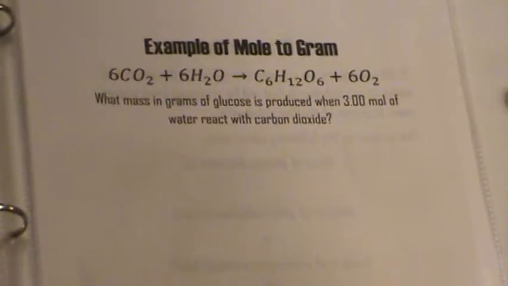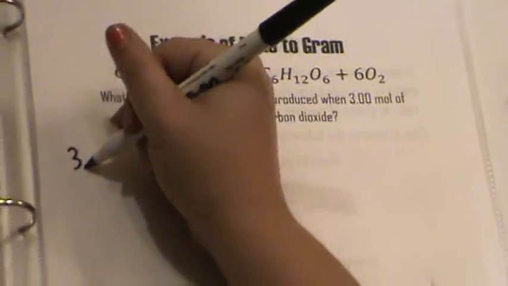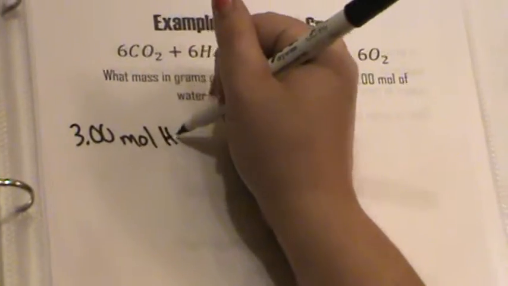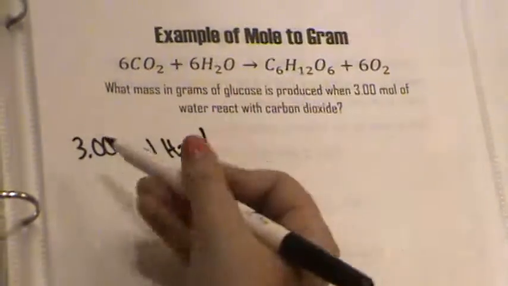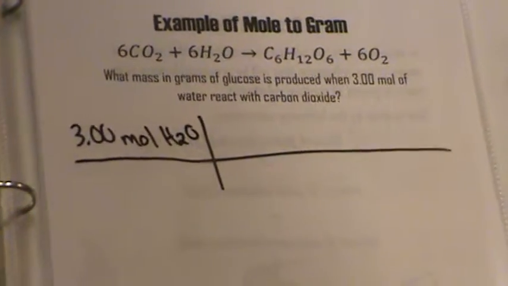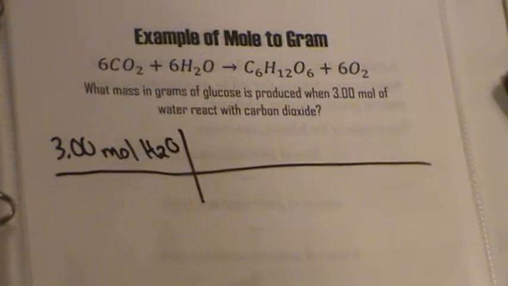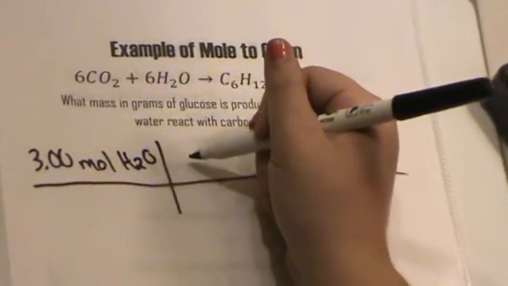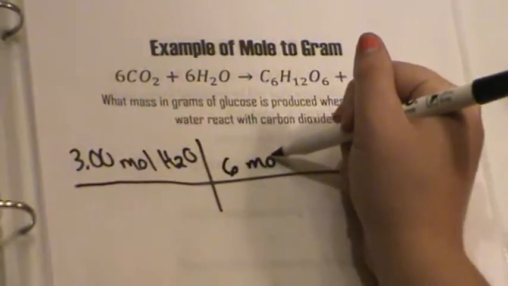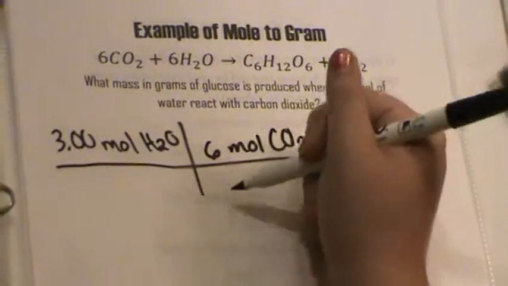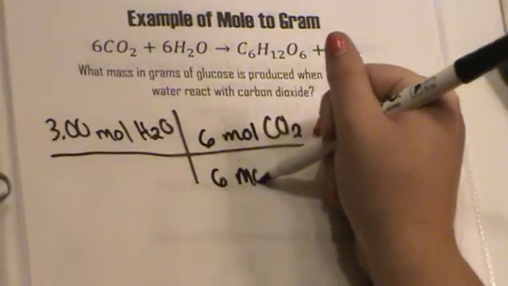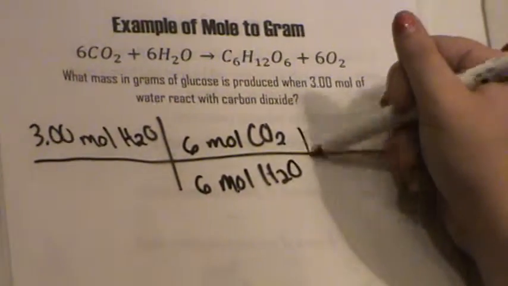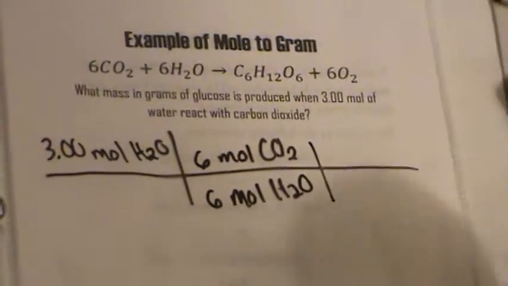An example of this is if you have 3 moles of water and you want the grams of carbon dioxide. So you use the mole ratio. So you have 6 moles of CO2 and 6 moles of H2O. And then you need to use the molar mass in order to find the grams.